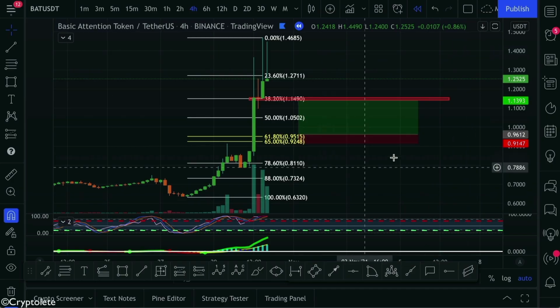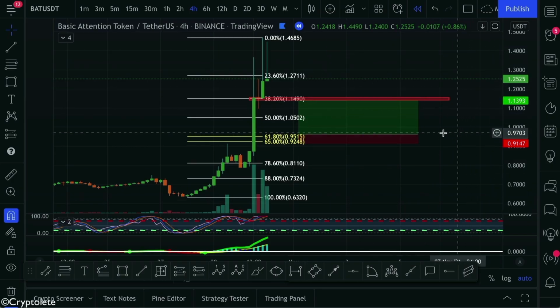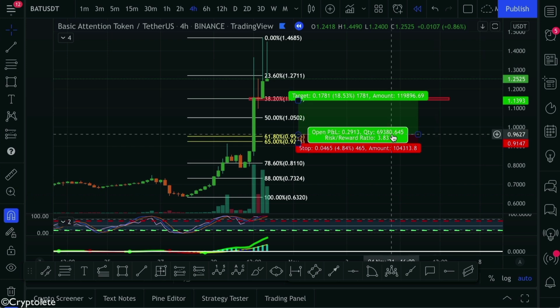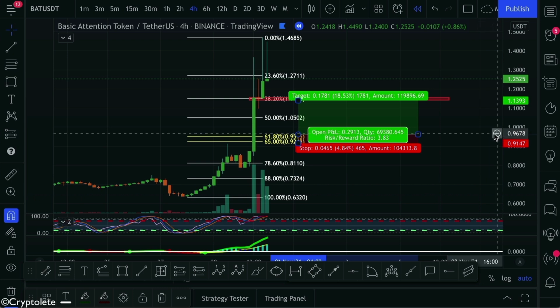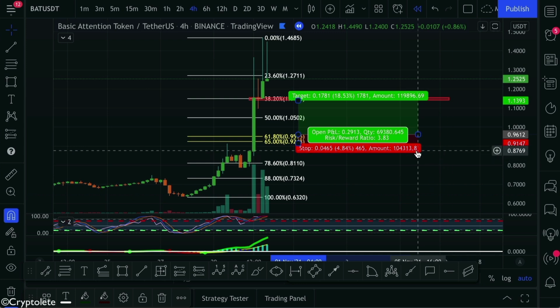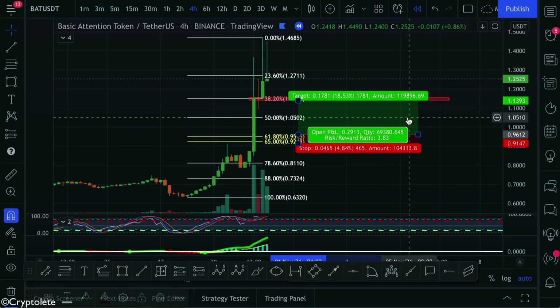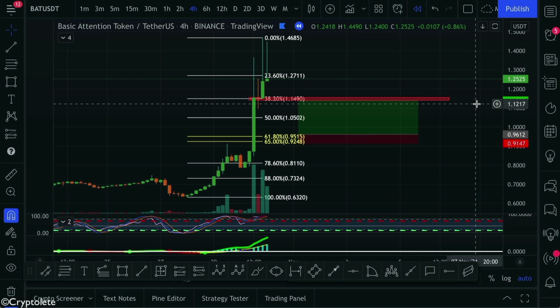Okay, so we're back into TradingView, and this is what you see. You see that your entry price is 0.9612. So 96.12 is your entry price. Your stop loss is 4.8% below your entry, and your stop loss price is 0.9147. It's in red. Your take profit price is right here in green. It's at 1.1393. That is your take profit price.